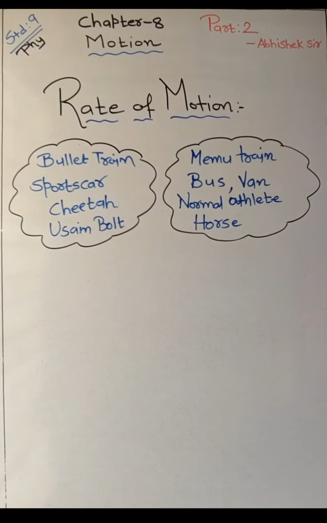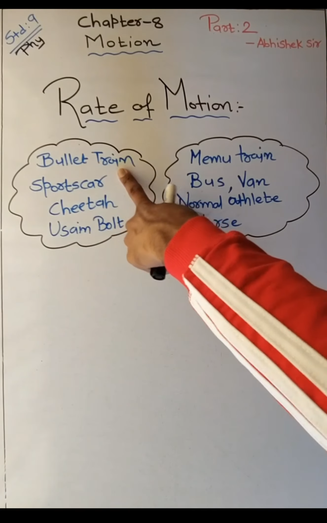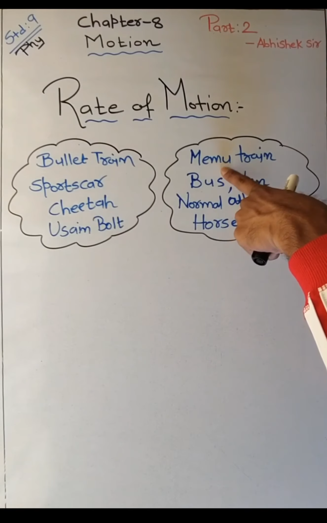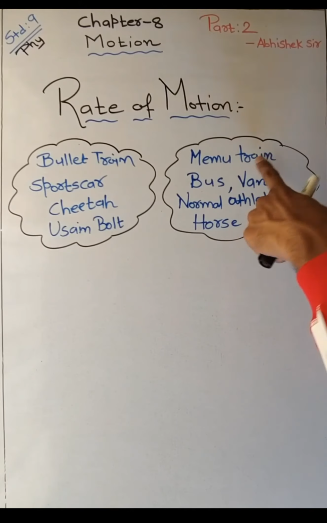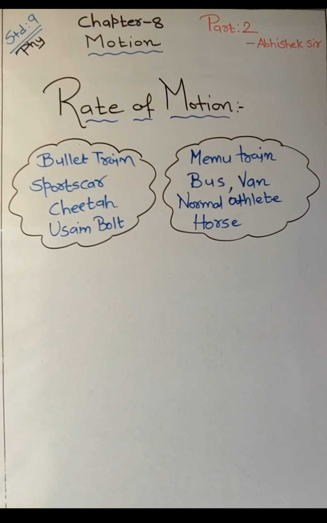Now you can see two circles over here. In the first one I have written some words, in the second one I have written some words. Can you find a small, very common difference between these two? In the first I have written bullet train, sports car, cheetah, Usain Bolt, and in the other one I have written memu train, a kind of train which runs slowly, bus, van, normal athlete, horse, etc. If we carefully study these examples, what is the difference?